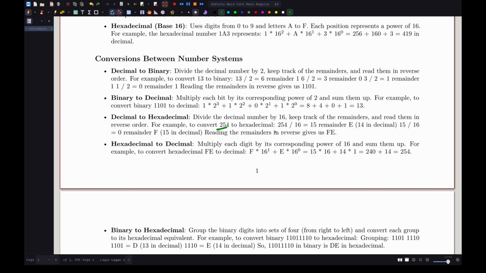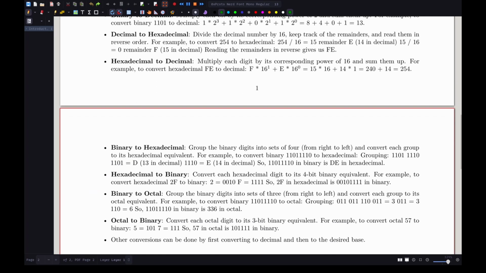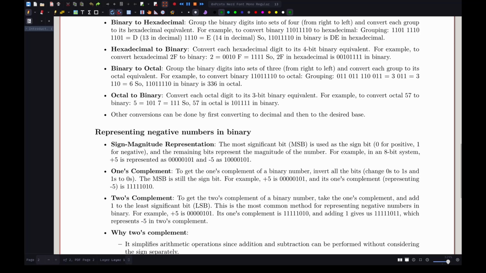So 254. 254 divided by 16 gives us 15 and remainder 14, which is E. And then 15 divided by 16 is 0, with a remainder of F, which is 15. So FE is our converted hexadecimal number, which equals 254, right? Hexadecimal to decimal, again, same thing, face value, place value.